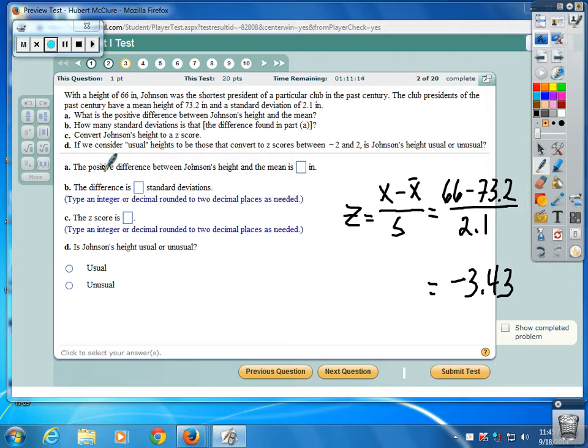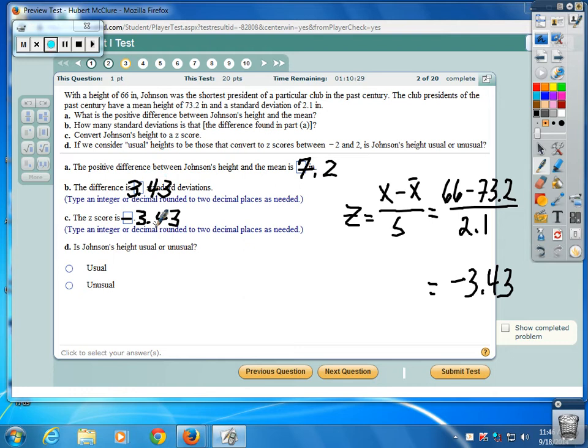That's the difference, not necessarily. Yeah, that's the Z-score. What's the 66.73? I'm sorry. 7.2. How much? 7.2. Okay, 7.2 inches is the difference. Whether you get 73.2 minus 66 or 66 minus 73.2, it should be the same thing. I'm sorry, the negative messed me up. All right, the difference is right there, 3.43. And then this one, the z-score is negative 3.43. So make sure you make a note of that.